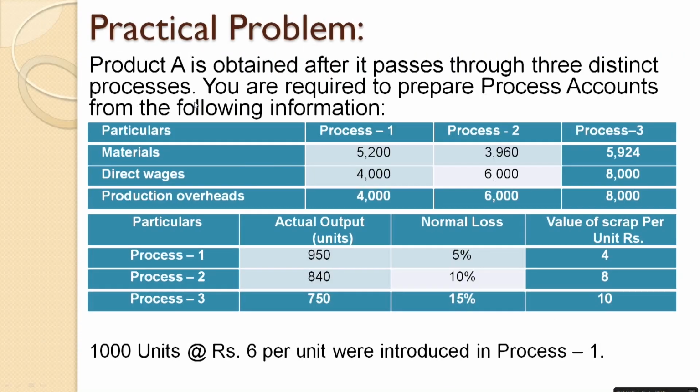In the second part of the table of the question, that is process 2, you can see the actual output in units is given as 840 units. So 840 units is the actual output of process 2. How much normal wastage is given in this process 2? That is 10%, so 10% is actually the normal loss. And what is the value of scrap per unit? That is 8 rupees.